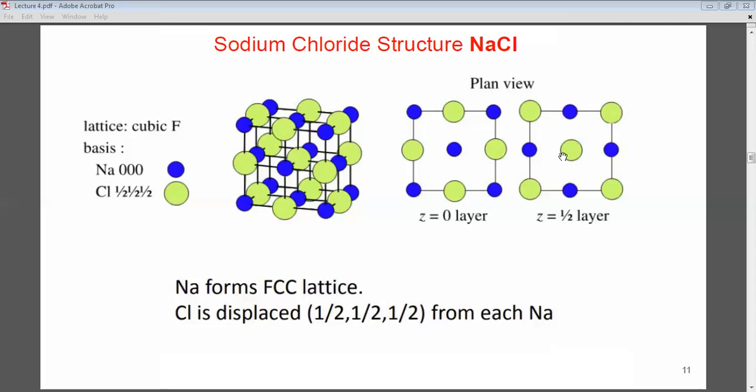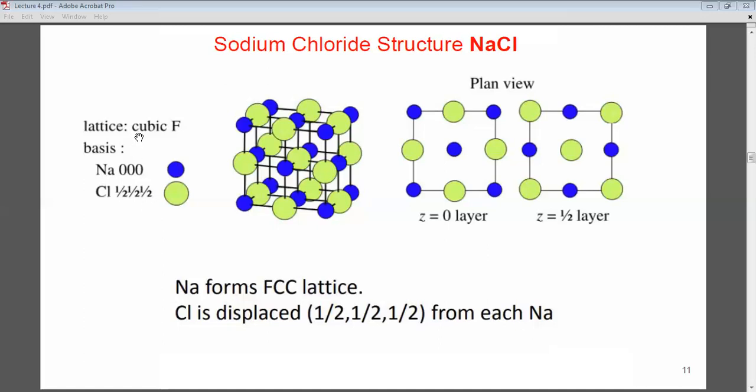When you describe a basis, you should always describe the basis of the primitive unit cell. So here, I don't talk about the conventional unit cell, which has 4 sodium and 4 chlorines. I just say the lattice is a cubic F with a basis, sodium at 0, 0, 0, chlorine at half, half, half.